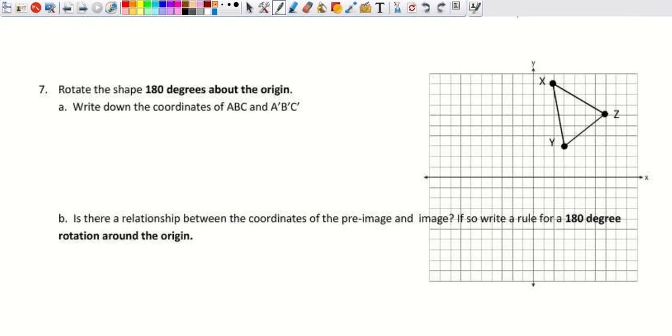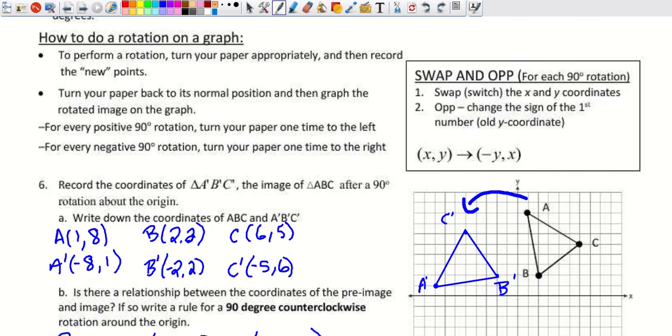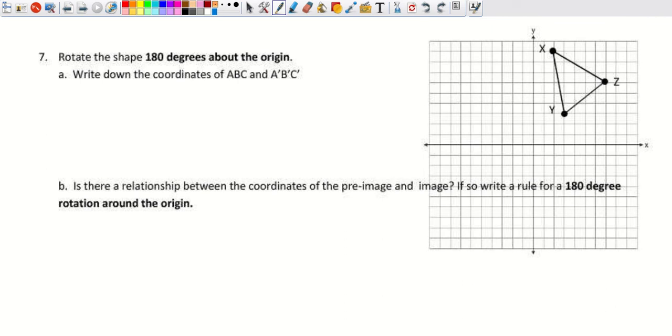All right. So the same thing for 180, and I don't understand why this is here, but it is. So we'll make do. Let's write the rule for 180. Once again, for 180 degrees, we're going to take our graph. We can either spin it two turns to the left, which is going to make it go upside down, or we do swap and opp twice. Your call. So let's take a look and let's do it with XYZ. Oh, notice it says ABC. Nice. So XYZ, and then X prime, Y prime, Z prime.